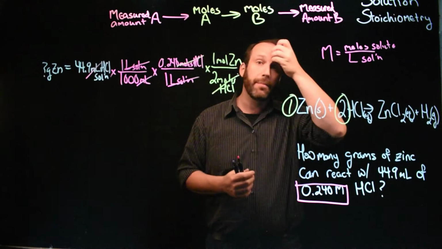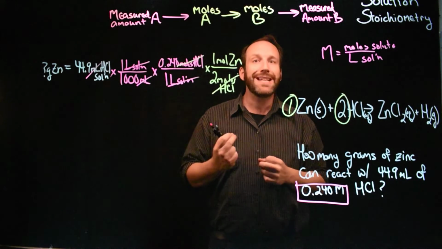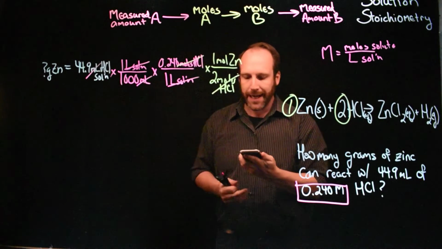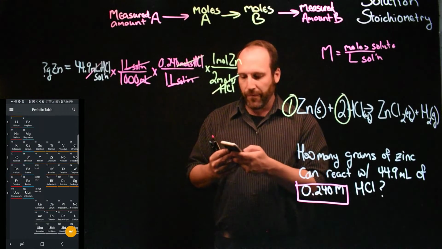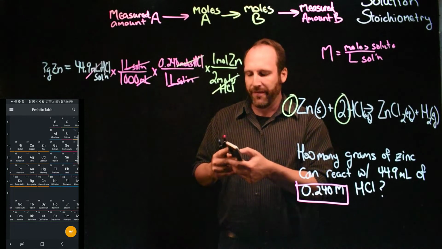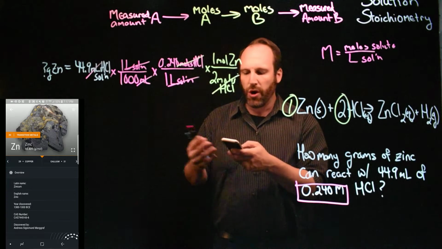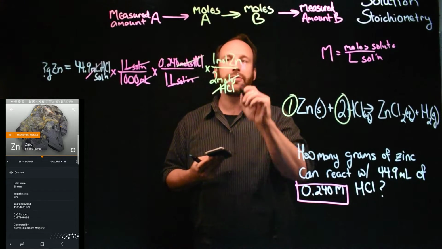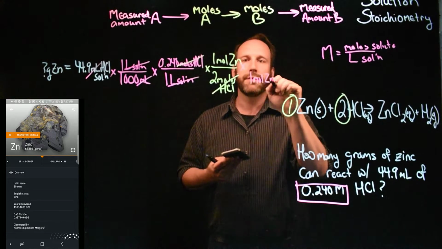Okay, so in order to convert from moles to grams, what we're going to want to use is the periodic table. So we need to know the molar mass of zinc. Okay, so I've got a nice app on my phone that has the periodic table, right? Because I'm super nerdy. So let's look up zinc here. So we've got zinc, and zinc we see is 65.41 grams per mole.